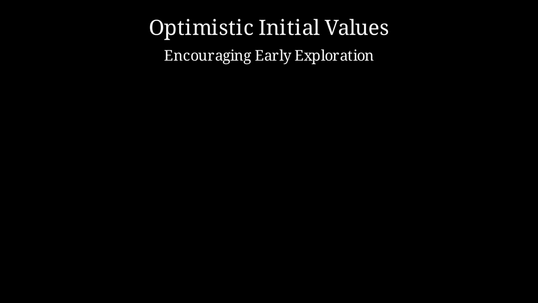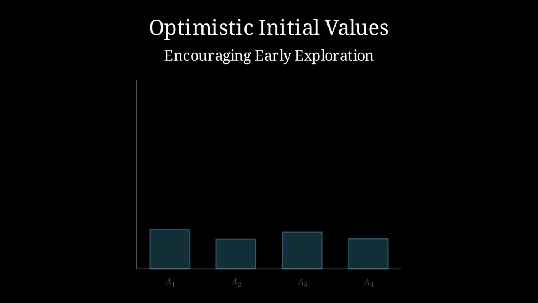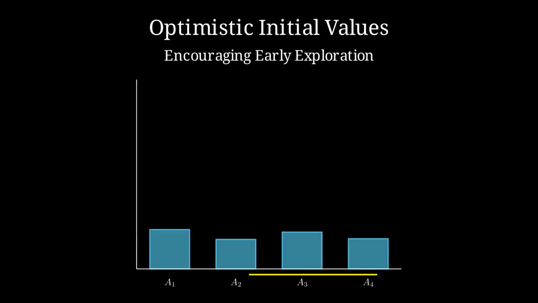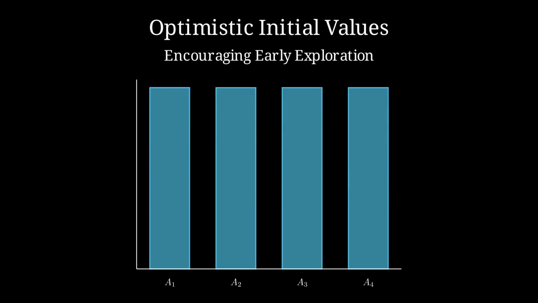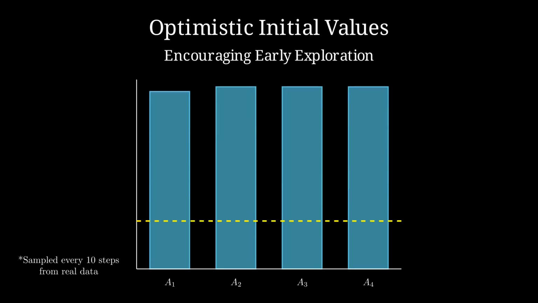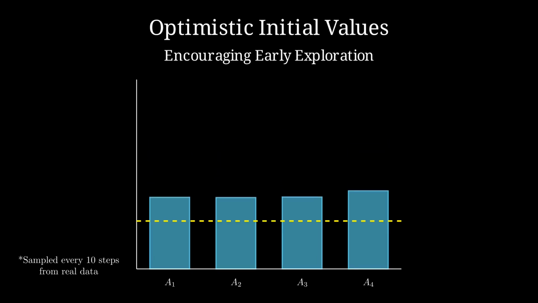A simple way to encourage early exploration is by setting optimistic initial values, estimates higher than the expected rewards. For example, initializing the initial estimate to 5 signals to the agent that all actions start with a high reward, prompting it to explore each action multiple times. As rewards are received, the estimates decrease and eventually converge to the true values. This approach ensures the agent doesn't prematurely exploit suboptimal actions during the early stages of learning.